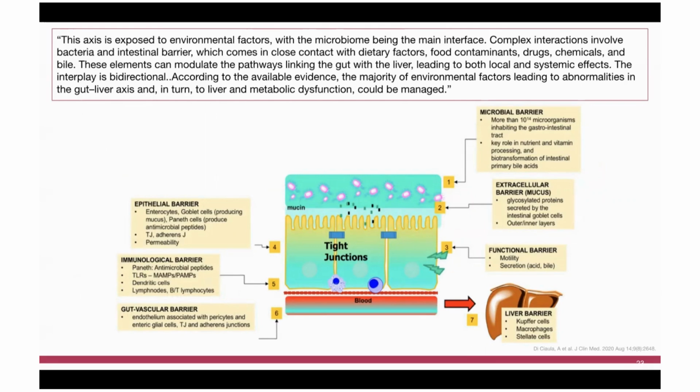But this quote is something that I love. Complex interactions involve bacteria and intestinal barrier, which comes in close contact with dietary factors, food contaminants, drugs, chemicals, and bile. These elements can modulate the pathways linking the gut with the liver, leading to both local and systemic effects. The interplay is bidirectional. According to the available evidence, the majority of environmental factors leading to abnormalities in the gut-liver axis, and in turn to liver and metabolic dysfunction, could be managed.